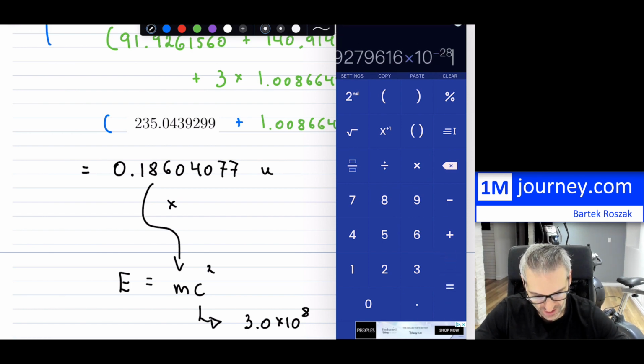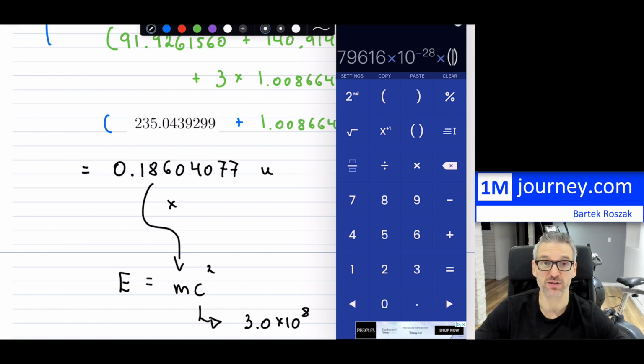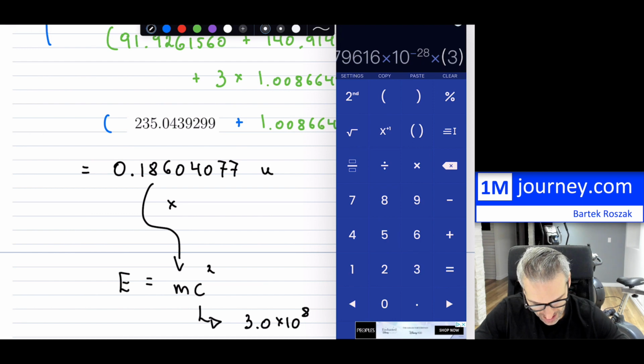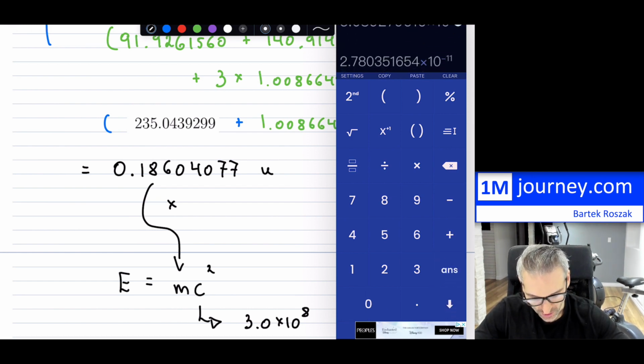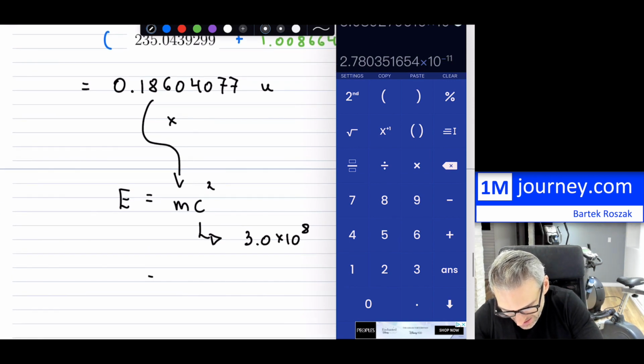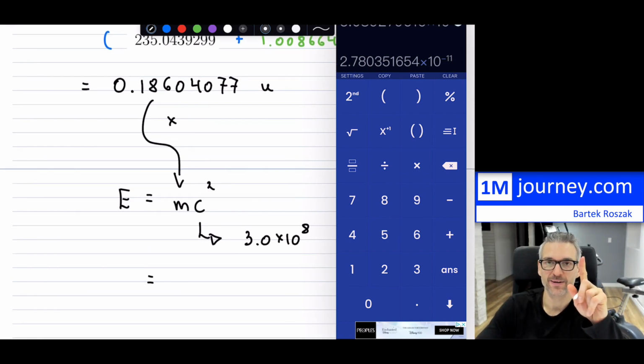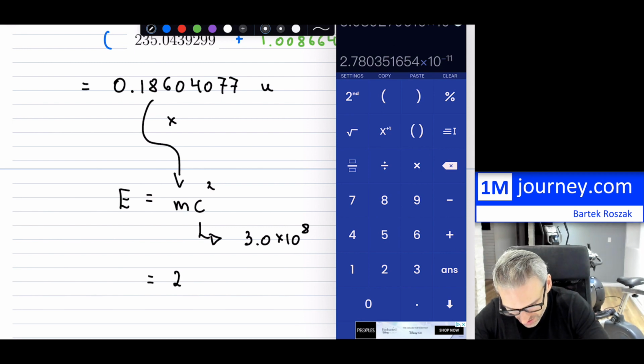Now, once I have this, I have to multiply it by the speed of light squared. So 3 times 10 to the 8, that's the speed of light. Now I'm going to have to square that and then hit equals. And this is what I have. This is the energy just for one reaction, just one. So this is around 2.78. Since I've only used 2 sig figs, I'll use 2 sig figs here, times 10 to the negative 11.